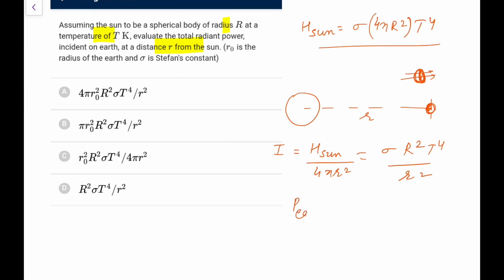So the power received by earth would be sigma r square T to the power 4 upon r square into pi times the radius of earth. What is the radius of earth? We are given, yes, r naught, so pi r naught square. So this is what we are going to get. Going by these options, which one is correct? Only the B one is correct.